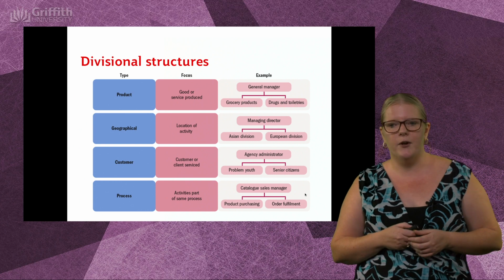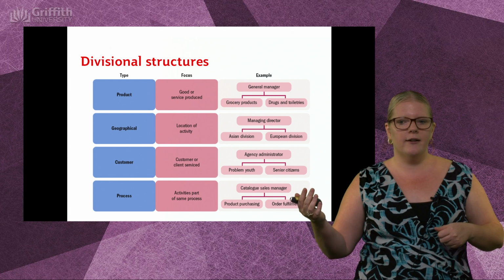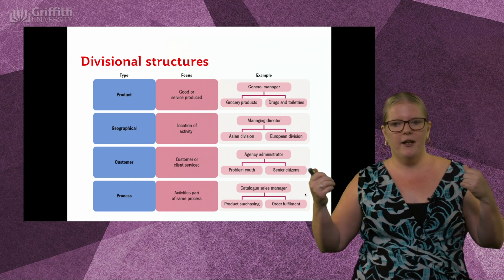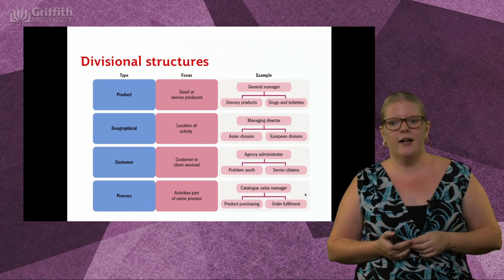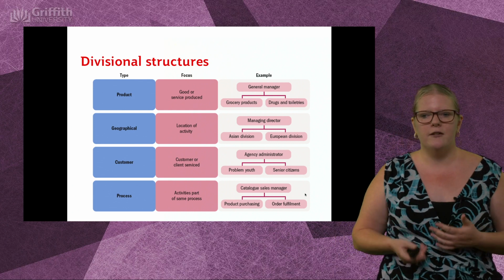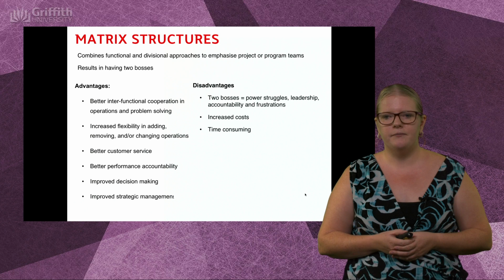It could be based on product, where you have grocery products versus your drug and toiletry products. You could have it geographically, so one area, Australian to European division. You could have it based on customers. You could have it based on process. There are all different features of divisional structures that are available.